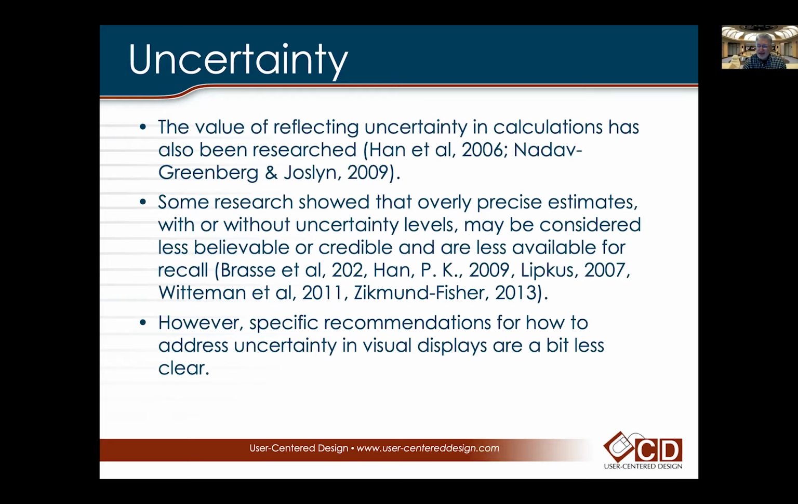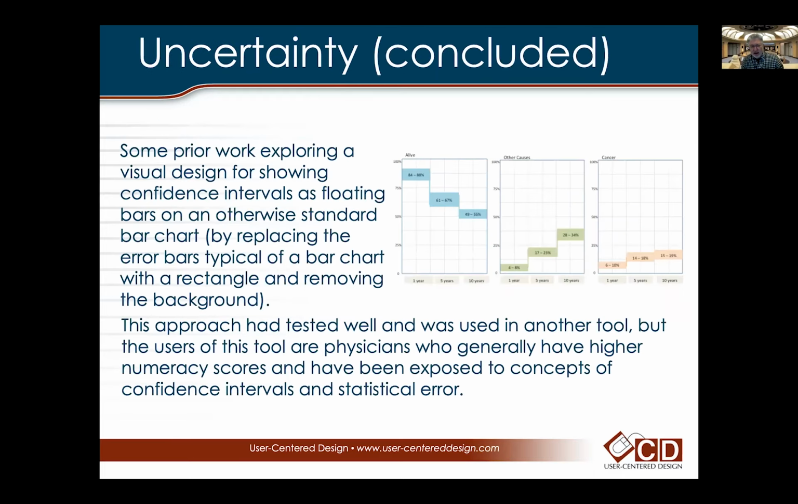The idea of reflecting uncertainty had been researched by Hahn et al., 2006. That's actually Paul Hahn, who was on the project. And again, I mentioned the overly precise estimates causing problems. And so we were looking at a way to do this.